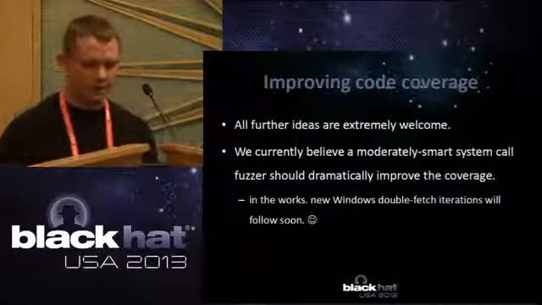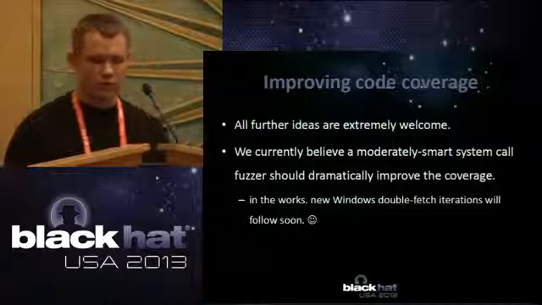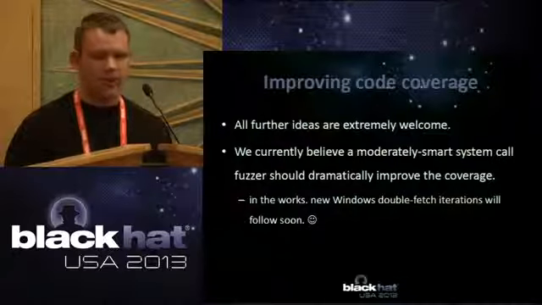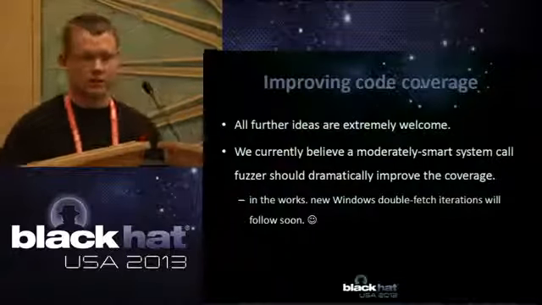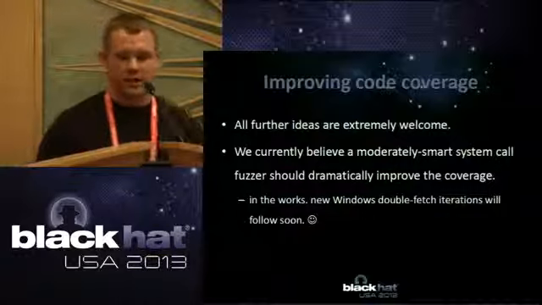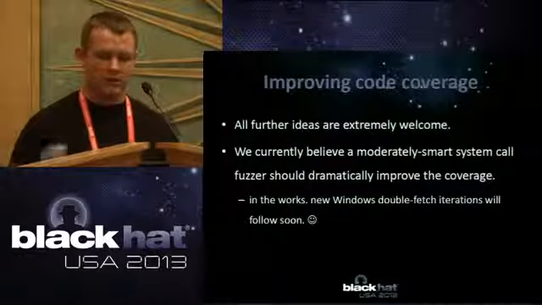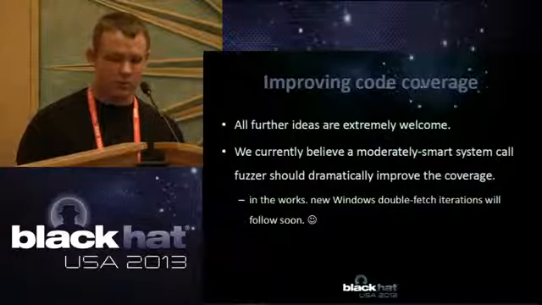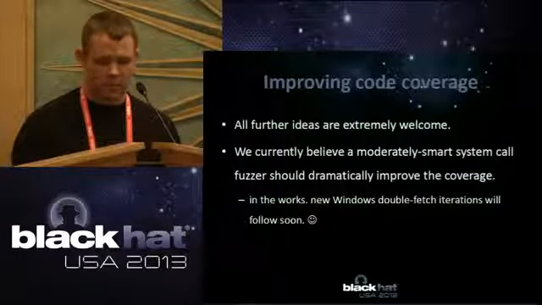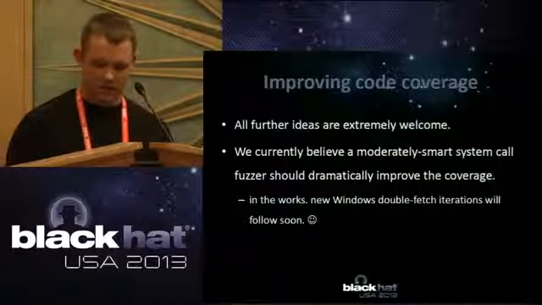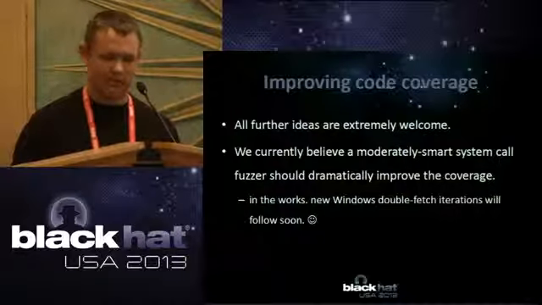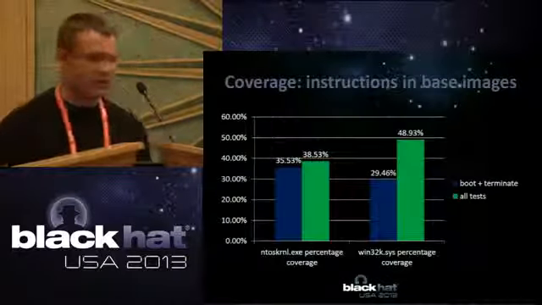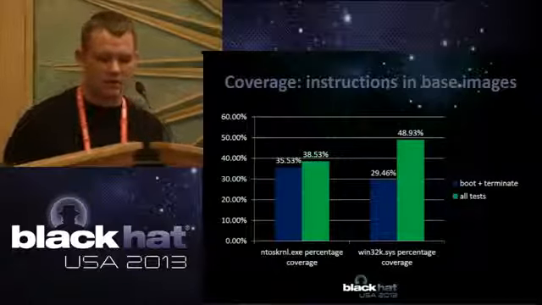So if you have any ideas of how this could be still improved, we'll be really happy to hear from you. And our current belief is that if we have a moderately smart system called Fuzzer, we could really dramatically, like maybe twice or 3 times, improve the code coverage that we have now. So we are currently working on that, and maybe some new Windows bugs will be found and reported soon thanks to this.